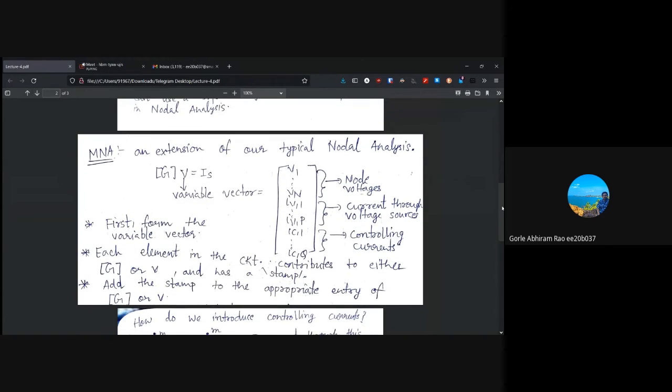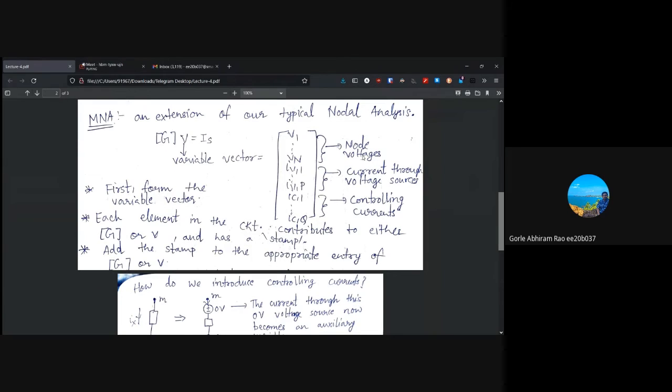Now, if you look at what modified nodal analysis is, it is nothing but an extension of our typical nodal analysis. The only difference is that here we have a more systematic way of setting up our equations. The variable vector is not just the node voltages, but along with the node voltages, we are also going to take the currents through each of the voltage sources and also the controlling currents. So along with the node voltages, we have some extra variables which will be a part of our variable vector.